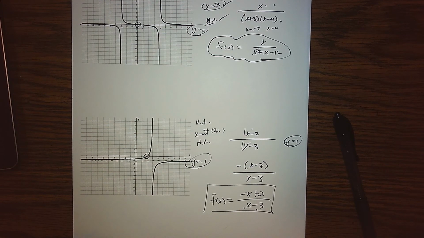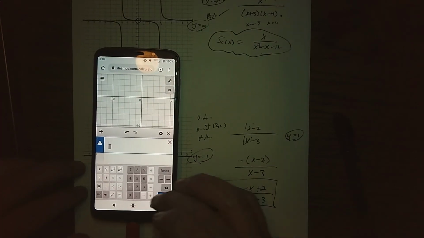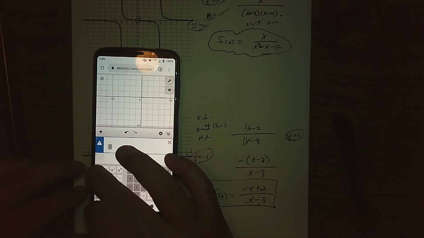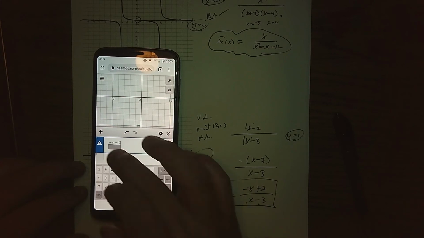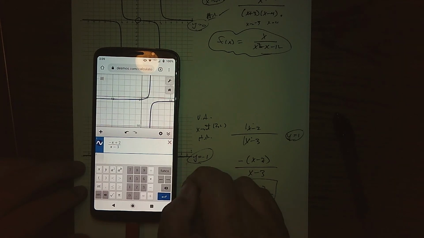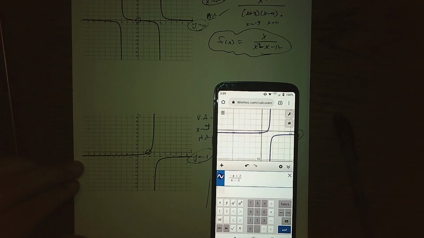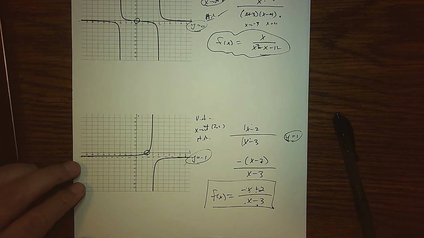So again, to verify that we're on the right track, let me go to my Desmos, and we've got -x plus 2 in the numerator and x minus 3 in the denominator, and that seems to fit the graph that I'm looking at. All right, so we've nailed it again. So we obviously know what we're doing.